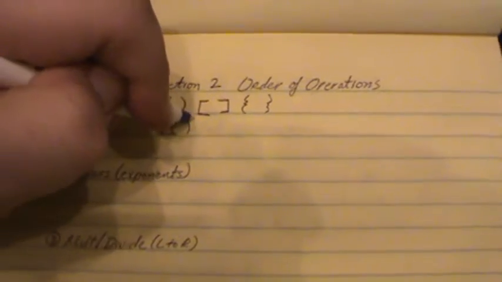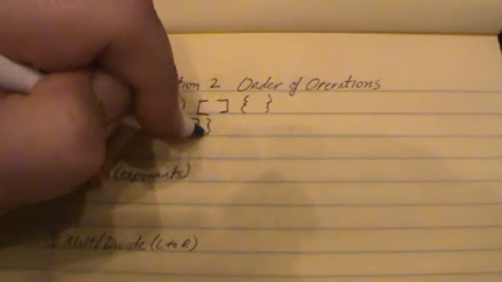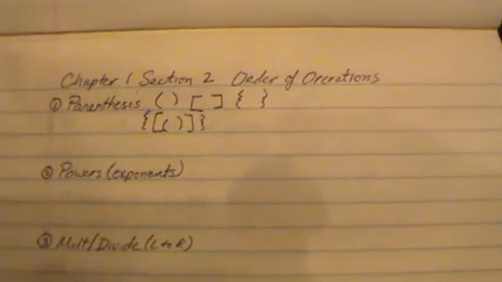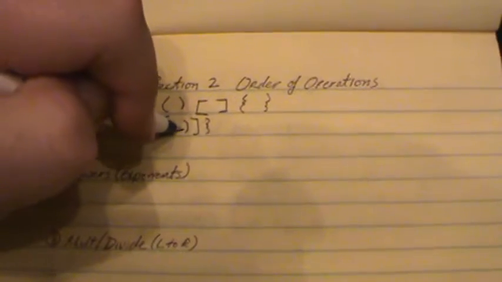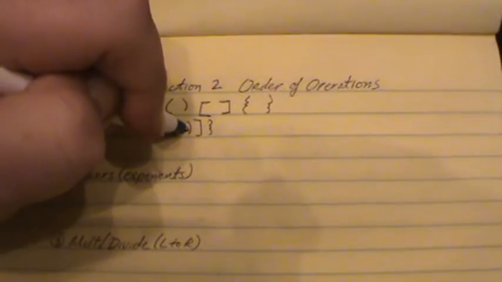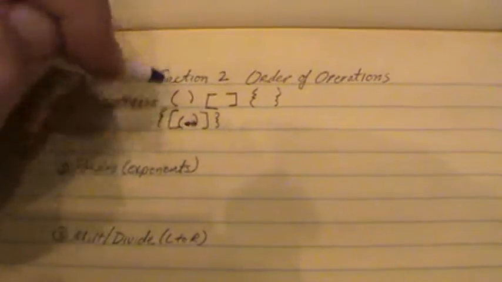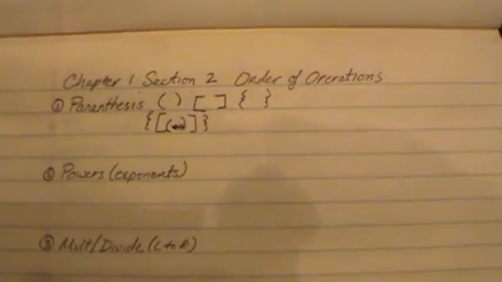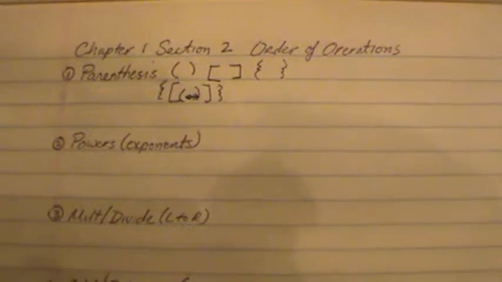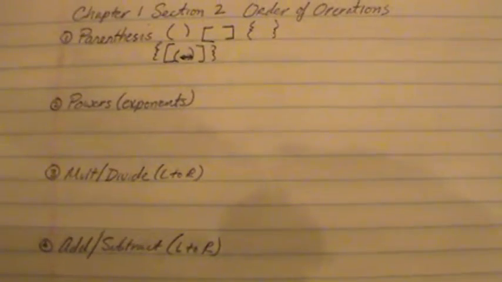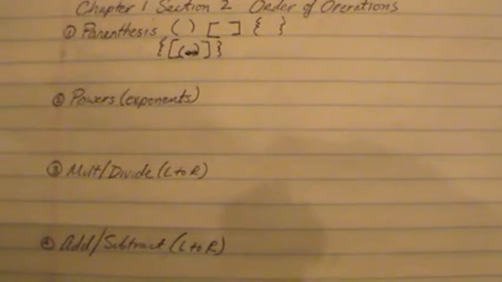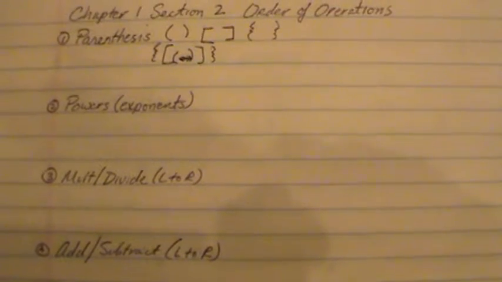So if I did this, and I made the brackets outside there, basically what I would do is I'd work from inside out. So I would do this problem here first, then whatever's in the next set, and I'd work outwards from there. As far as powers are concerned, we already did in Chapter 1, Section 1, how to work those. There's a couple rules that you may want to remember. Powers are the second thing to do.